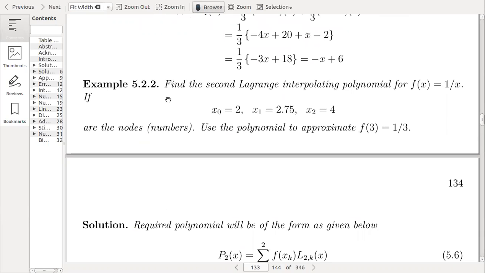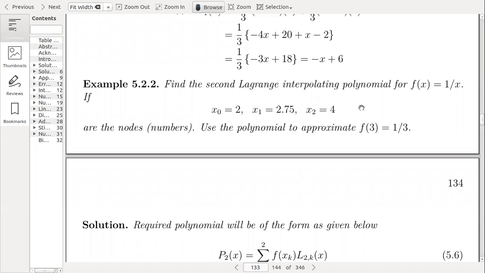Okay, the question was: find the second Lagrange interpolating polynomial for f(x) = 1/x. So we need to construct a polynomial that fits the given data. What's the given data? The given data is x0 = 2, x1 = 2.75, x2 = 4.